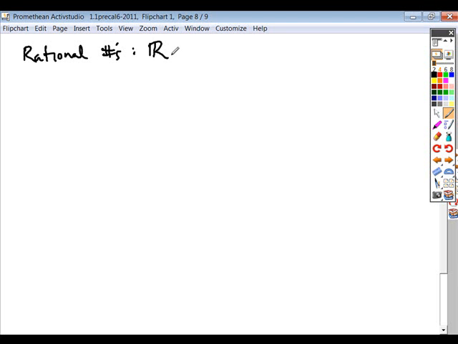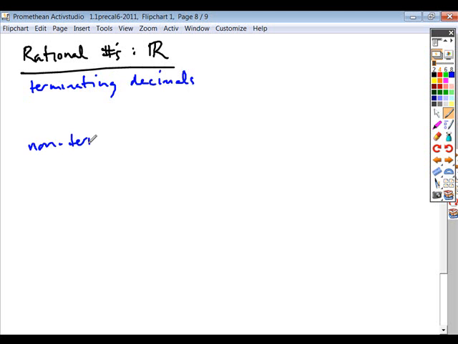All right, one of the things that we talked about in that subcategory was rational numbers. And there were two types of rational numbers that we discussed other than those that looked or were written as fractions. We discussed terminating decimals. And we discussed non-terminating repeating decimals.